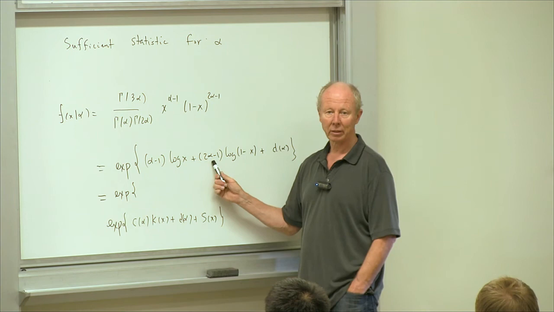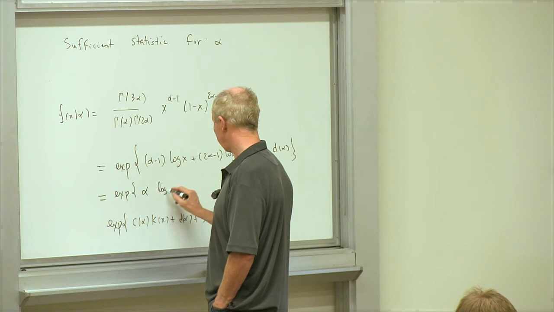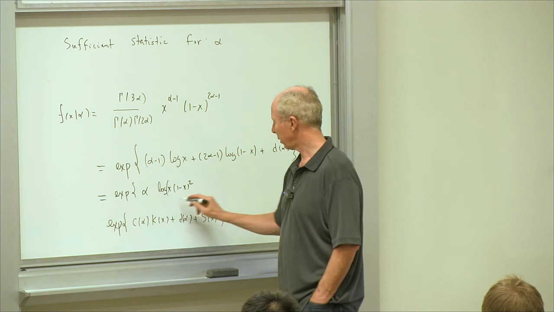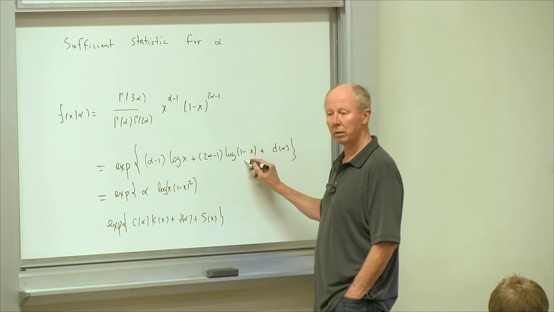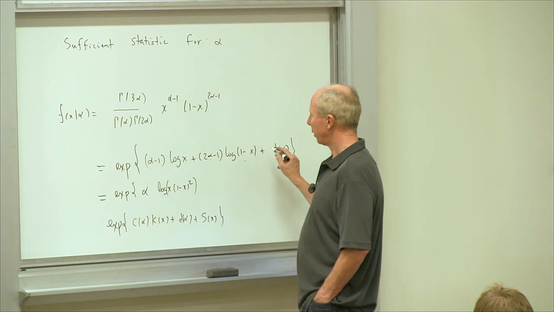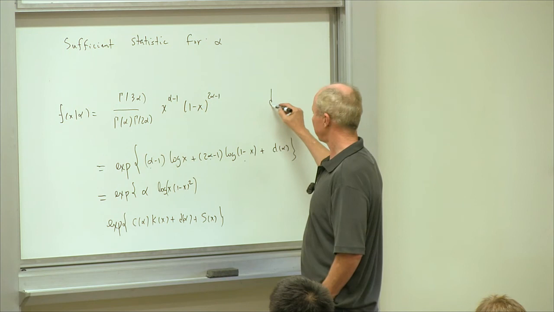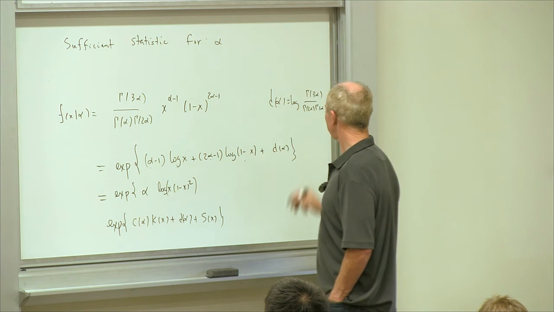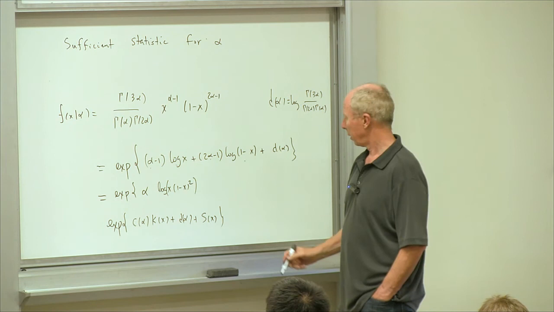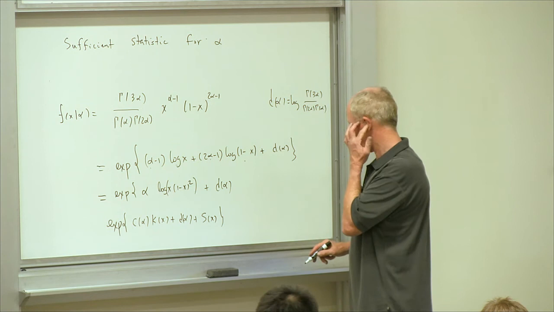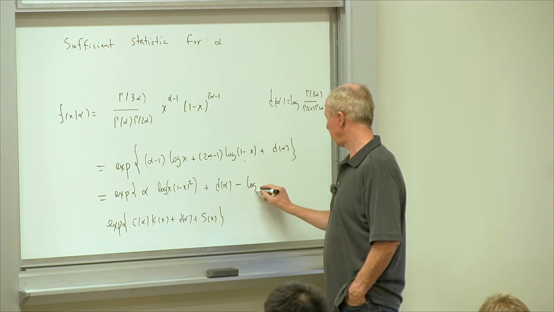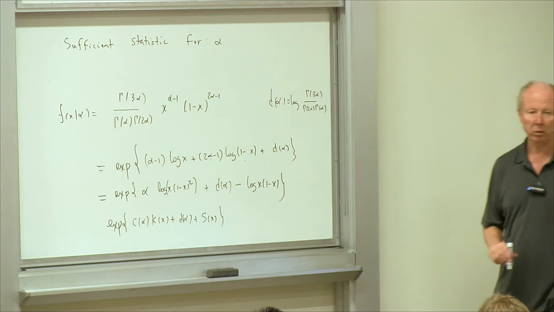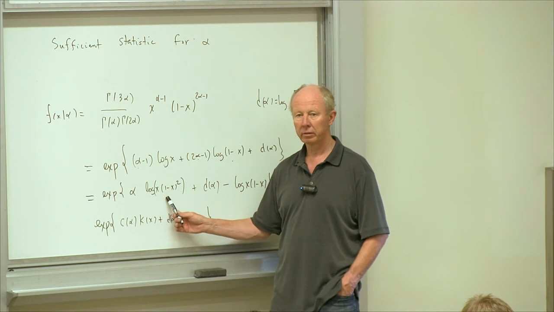So we could rewrite this as alpha log x, 1 minus x squared, all inside the log. That's putting alpha times log x and 2 alpha log 1 minus x together. And then we have a d of alpha, which would be the log of this stuff. Right? When I put this here, that's the log of this thing. And then what's left? We have a minus log x times 1 minus x. So it is in the exponential family. Here's the c of alpha. Here's the k of x. Here's the d of alpha equal to that. And this is the s of x.